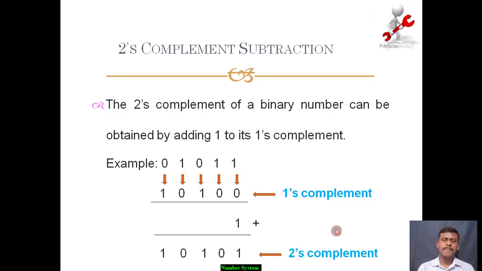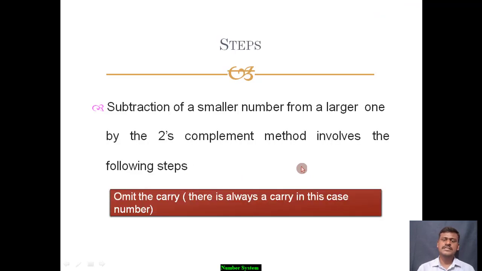So using this method we will try to solve some more examples, right? First we will see the steps, or a method to solve a particular twos complement subtraction, that is subtraction of smaller numbers from larger numbers by the twos complement method. The method is to omit the carry. This means we are going to discard the carry. That means in twos complement, after the addition of numbers we will get the carry. That carry needs to be discarded or omitted from the result, right?